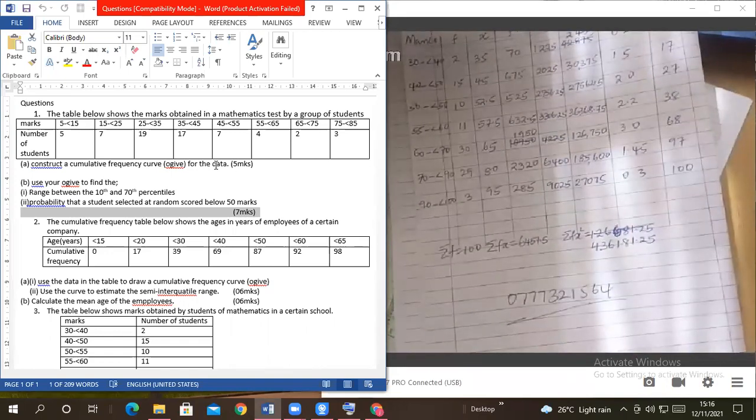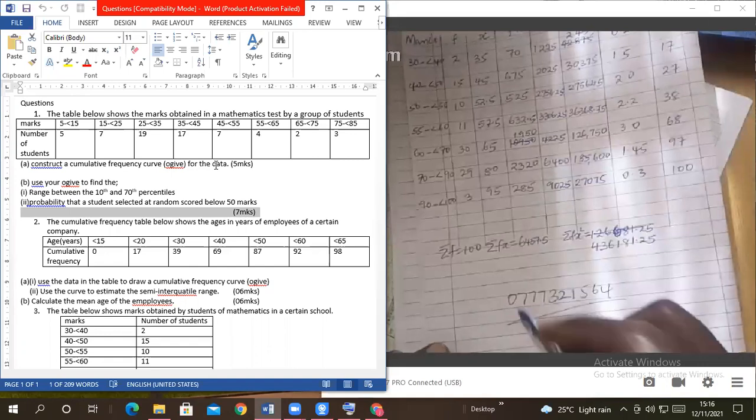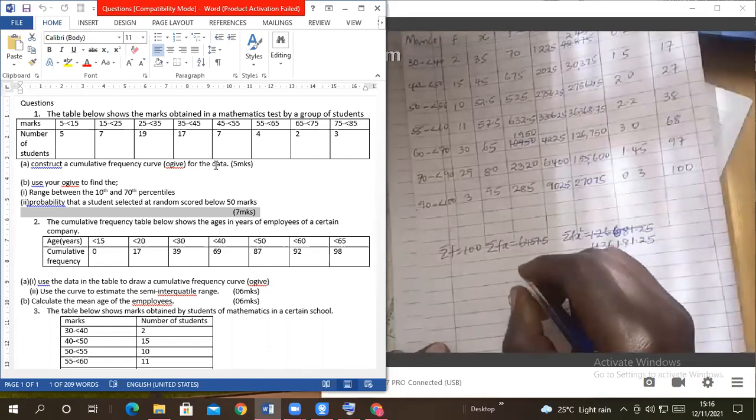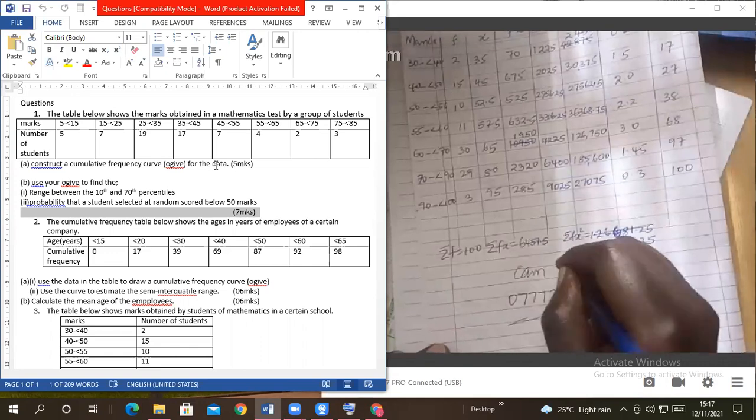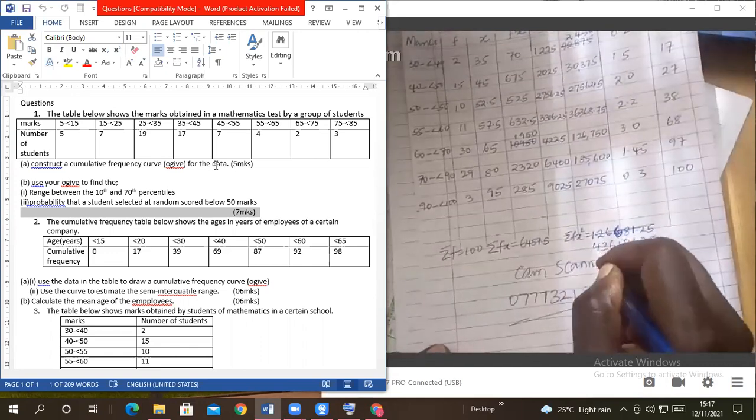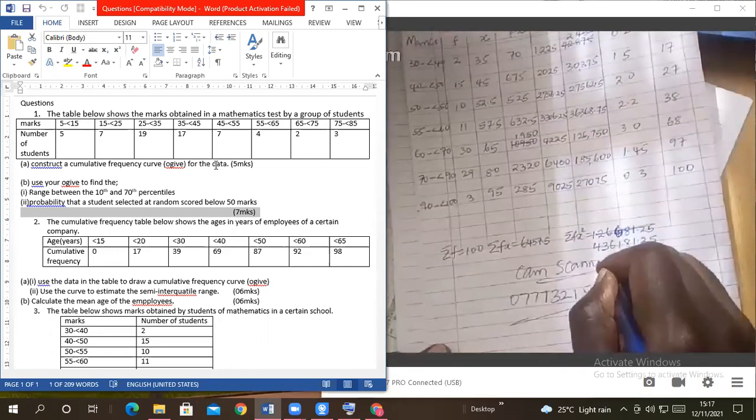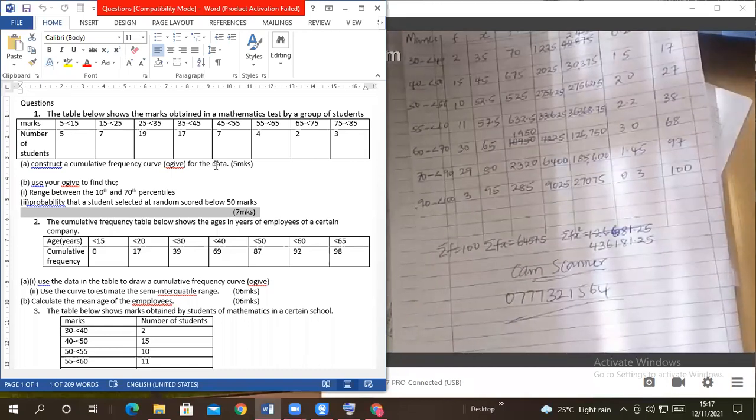Space up your work. I don't like untidy work. You do it well. If possible, you can download this one here, Cam Scanner. Scan the work and send it to me. It will be clearer. If you have no space, delete certain things that are useless and download that app. If you don't have, then take clearer pictures. Do not take slanty pictures.